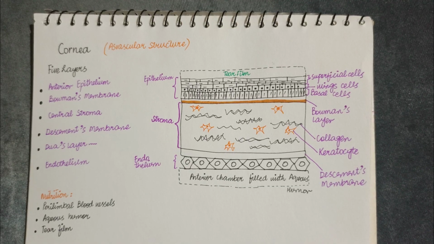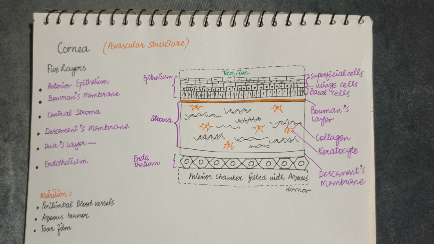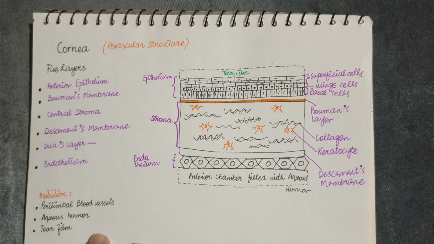So it receives its nutrition from prelimbal blood vessels, at the junction between the cornea and sclera, which is the limbus. Prelimbal capillaries provide nutrition and metabolic support to the extreme periphery of the cornea. Second is aqueous humor in the anterior chamber, which provides glucose, amino acids, and vitamins to the corneal endothelium and stroma layer, which we are going to discuss. Third, tear film supplies oxygen directly from the atmosphere when eyes are open, and provides a small amount of glucose, electrolytes, and growth factors. So that's how cornea gets its nutrition.